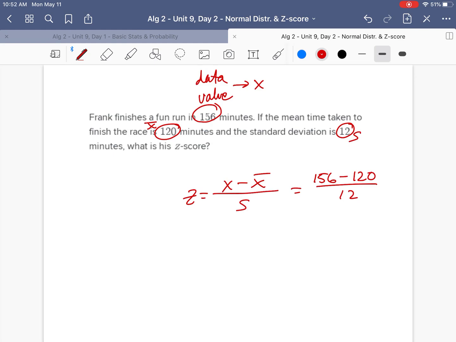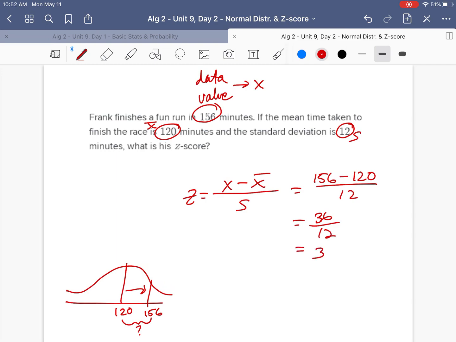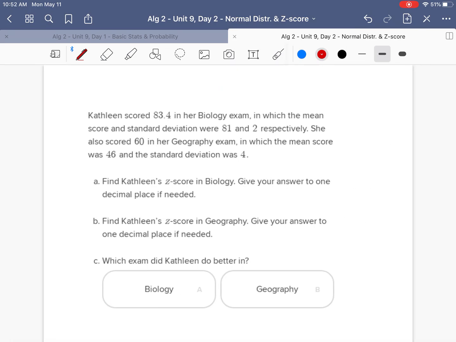So remember what we have going on right here. You have the center is 120. And then you got Frank over here, he's at like 156. And I want to know how many standard deviations above he is. So this should come out to a positive z value because he is above the middle. Okay, so 156 minus 120 is 36. 36 over 12. So this came out to 3 perfectly. So his z-score is 3. It doesn't have to come out to a perfect answer, but it did.